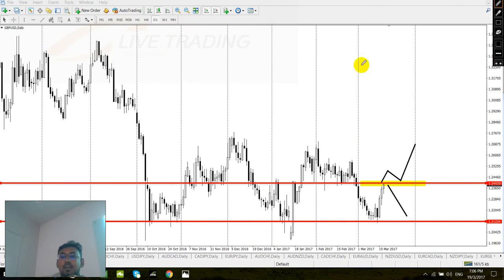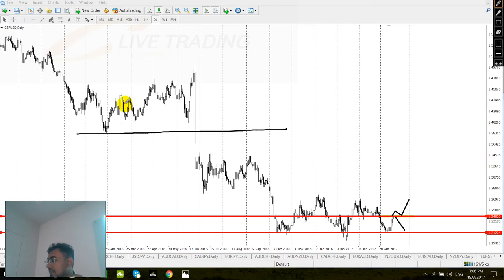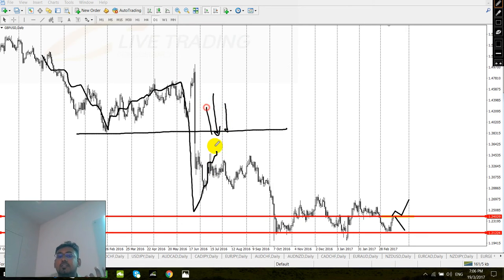GBPUSD, very clear. Since Brexit, the market was trying to penetrate, failed. The market penetrated, tried to retest. Because of the Brexit news, a lot of sellers entered early itself. They don't want to retest here. They feel the price is very cheap. They just short from here to down.